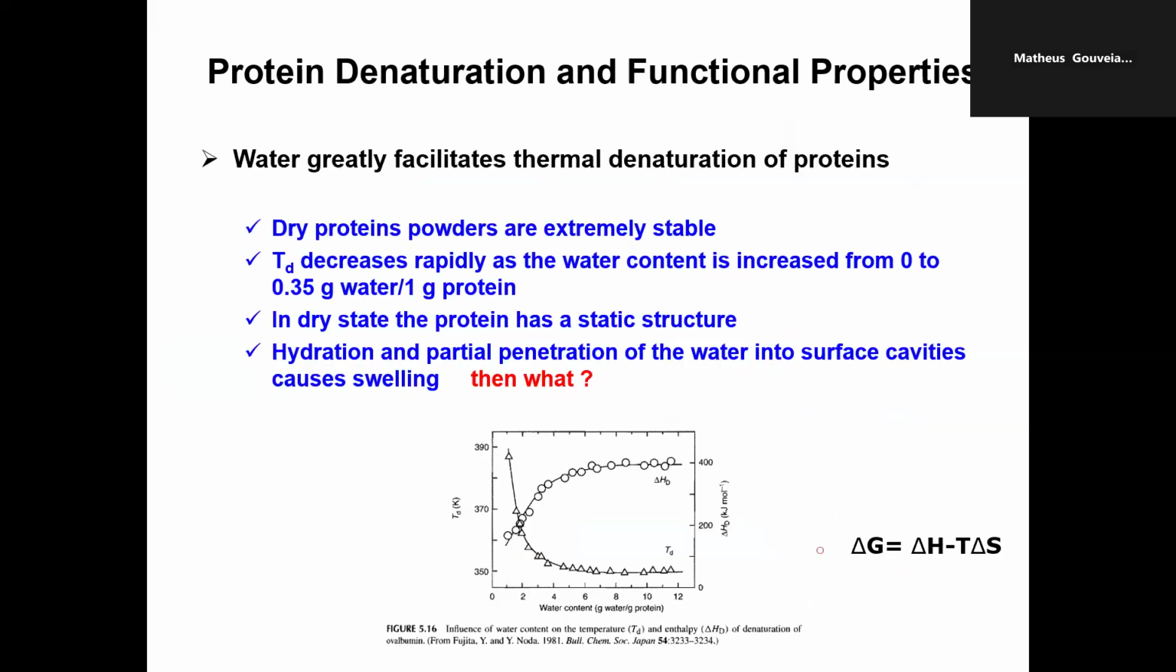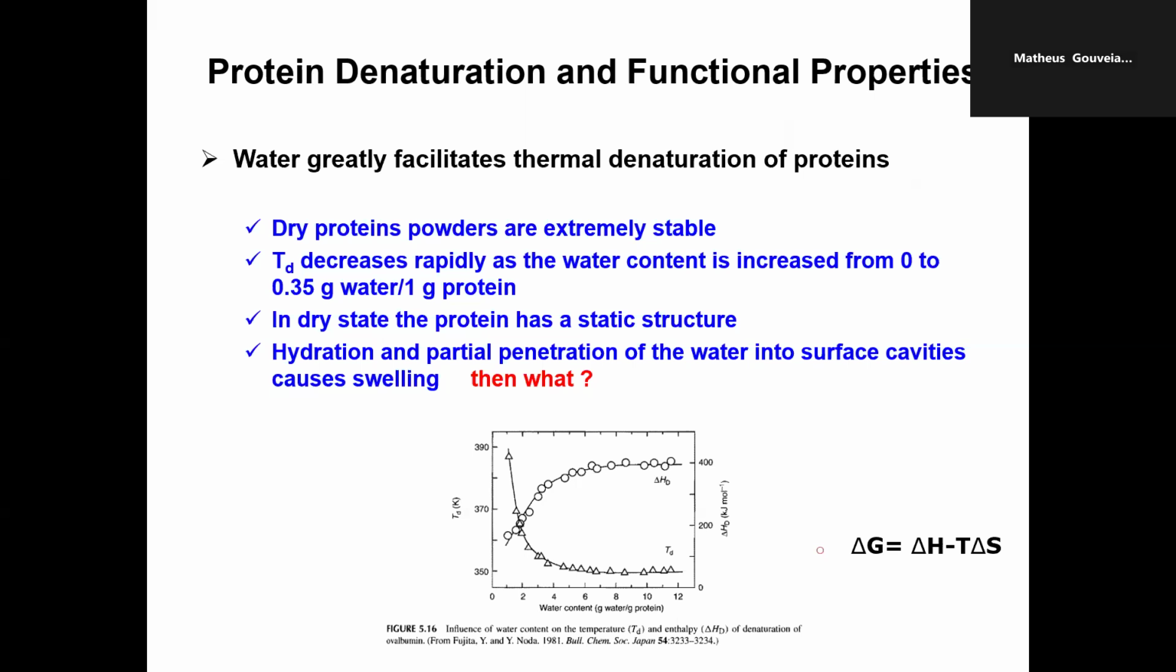This is linking water to protein denaturation. The higher the water, the lower the denaturation temperature. And this is the figure illustrated here. This is in Kelvin for some reason, and this is water content. You see that with the higher water content, you get a lower denaturation temperature, and then you get a plateau. It doesn't change after that. But the drier the protein, the higher the denaturation temperature and the higher the enthalpy.